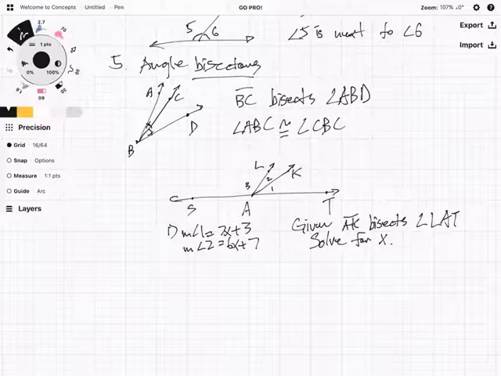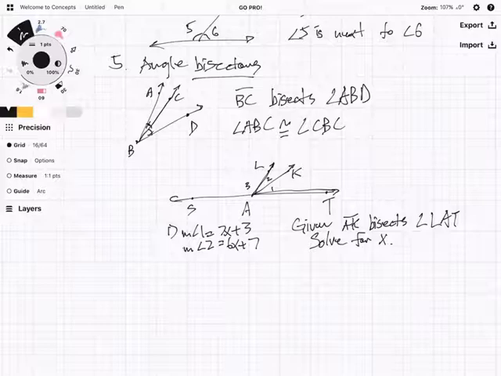If you've gotten the answer now, congratulations, good job. But if you have not, you would want to tune into this. We're given that line AK bisects angle LAT. So angle LAT here, as you can see, line AK bisects angle LAT into angle 1 and angle 2. As we previously learned, when a line bisects an angle, it creates two equal angles that are adjacent to each other.